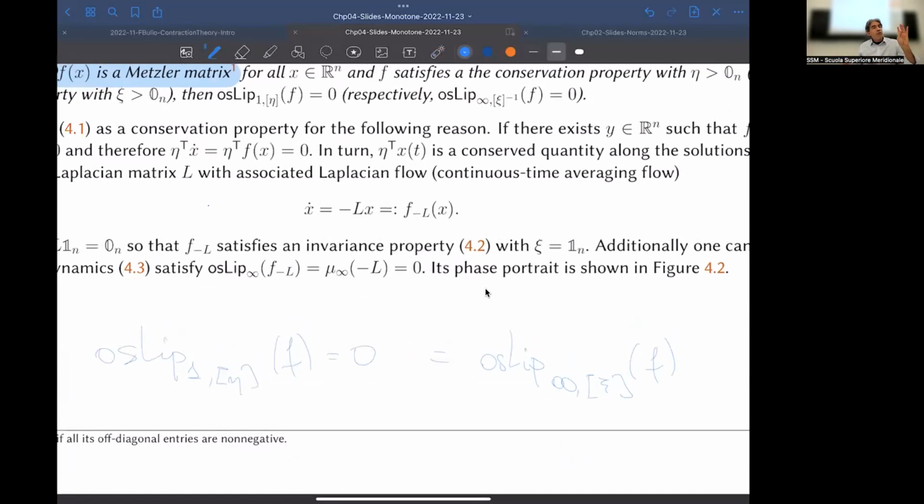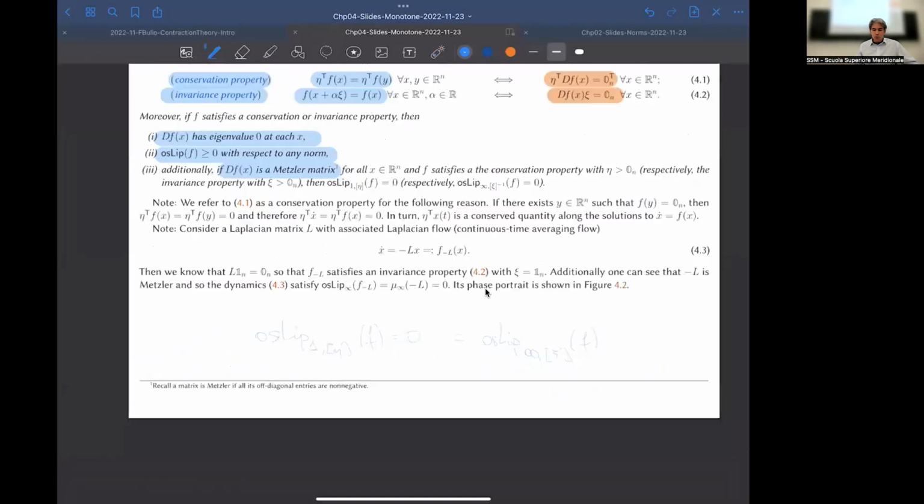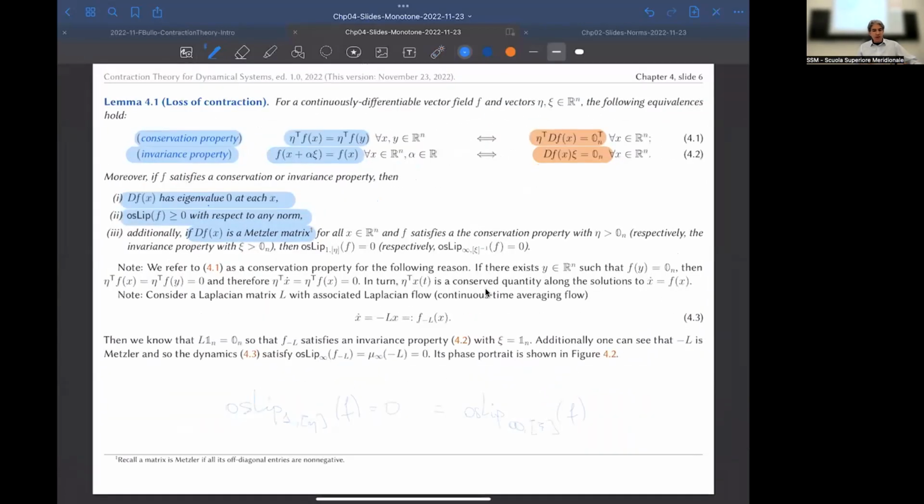So for vector fields whose Jacobian is Metzler, conservation or invariance implies weak contractivity, with respect to these non-Euclidean norms, with respect to this 1 or infinity. Okay. All right. So in chapter 3 of the book, you will find 2 main topics. I will have a chance to just skim one. I'll let you read the other, but I don't have time.